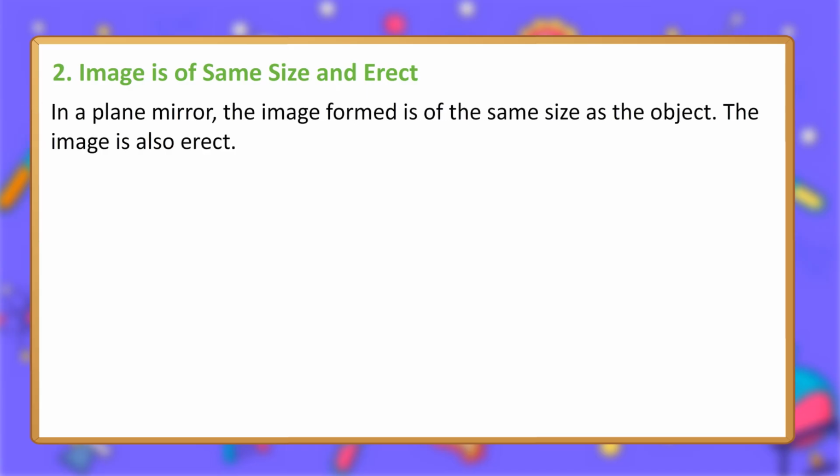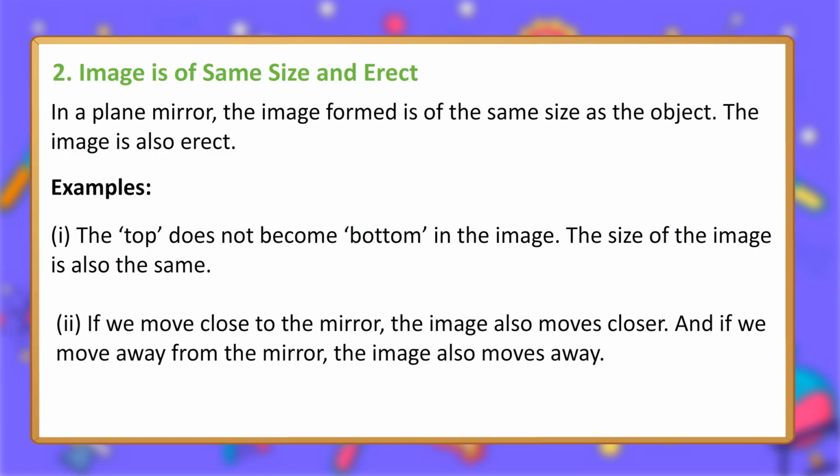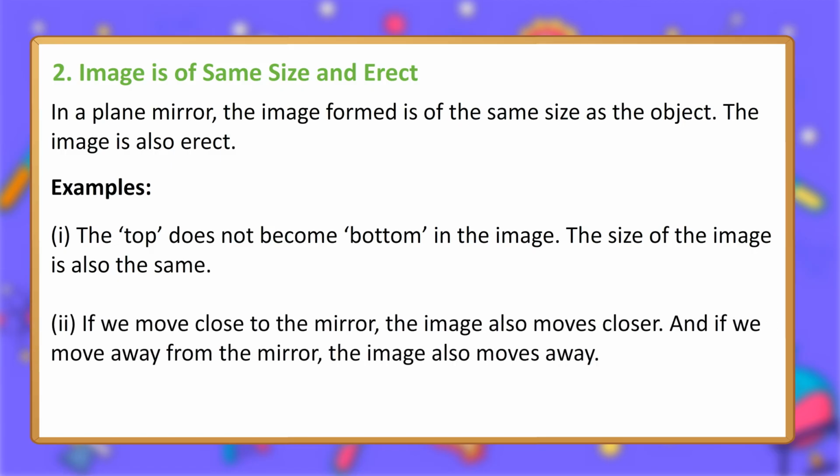2. Images of same size and erect. In a plane mirror, the image formed is of the same size as the object. The image is also erect. Examples. 1. The top does not become bottom in the image. The size of the image is also the same. 2. If we move close to the mirror, the image also moves closer. And if we move away from the mirror, the image also moves away.